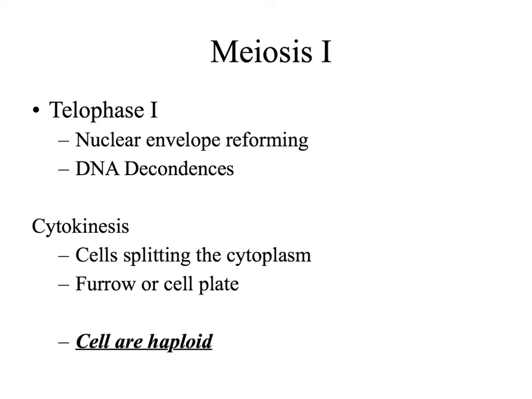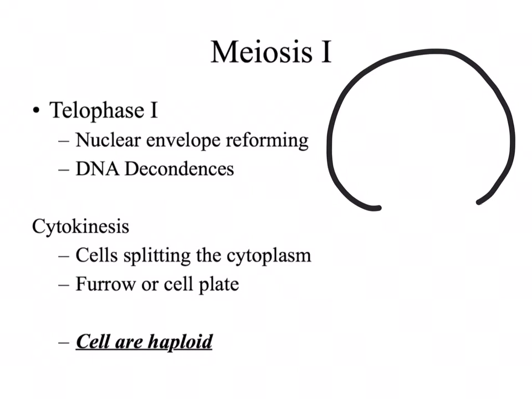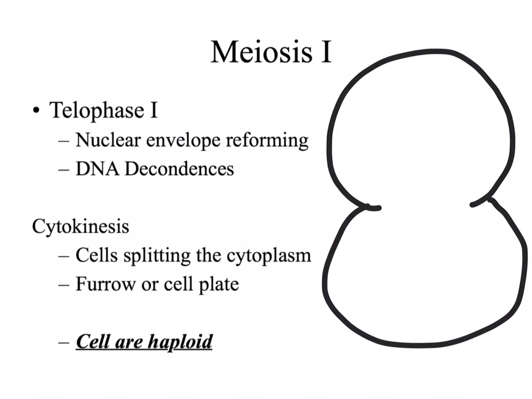Telophase I and cytokinesis happen at the same time, just like in mitosis. We're going to see that cytokinesis is the splitting of the cytoplasm. So a furrow or cell plate will form. In this case, I have a cleavage furrow forming. During telophase I, we'll see the nuclei reforming on either end of the cell.